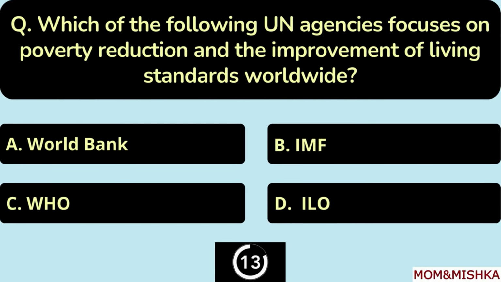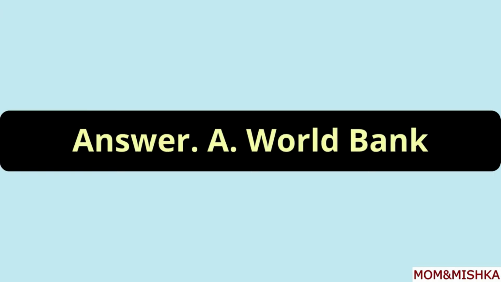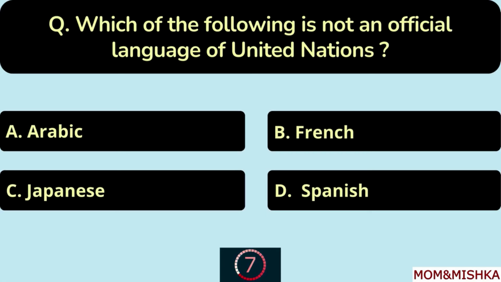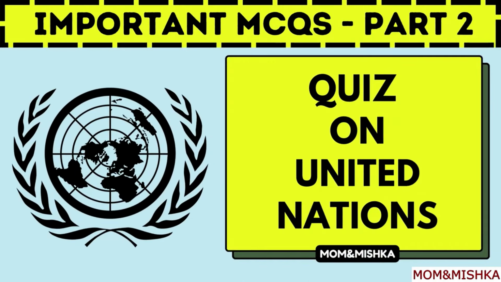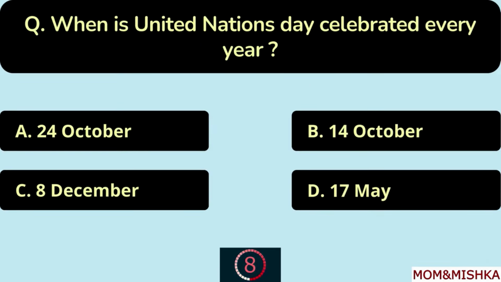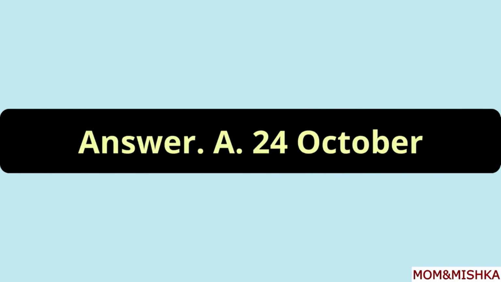Which of the following UN agencies focuses on poverty reduction and the improvement of living standards worldwide? World Bank, option A. Which of the following is not an official language of the United Nations? Option C, Japanese. When is United Nations Day celebrated every year? Option A, 24th October.